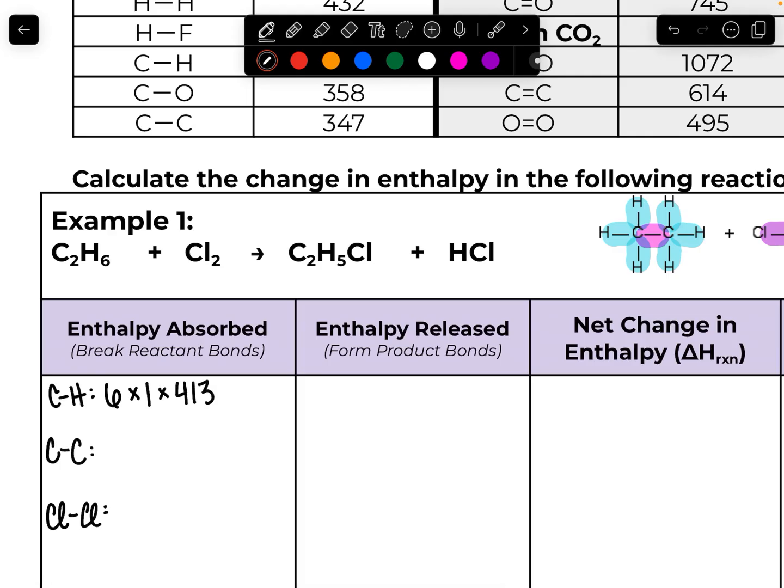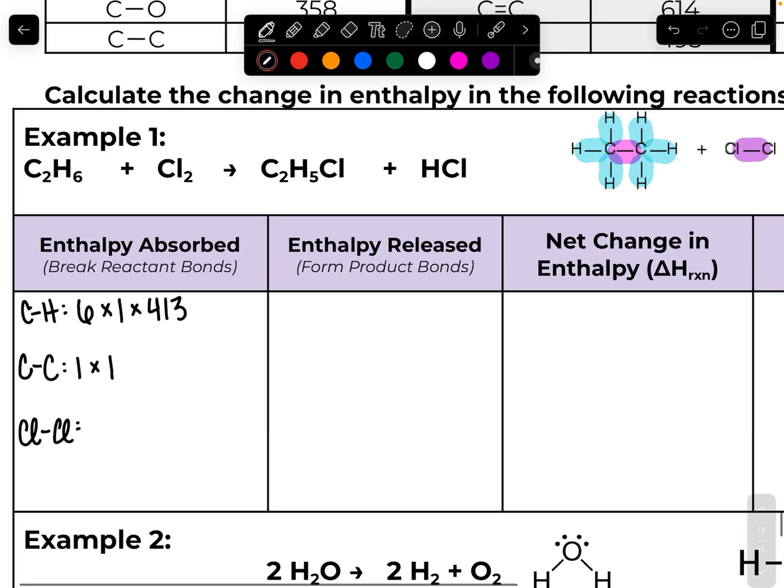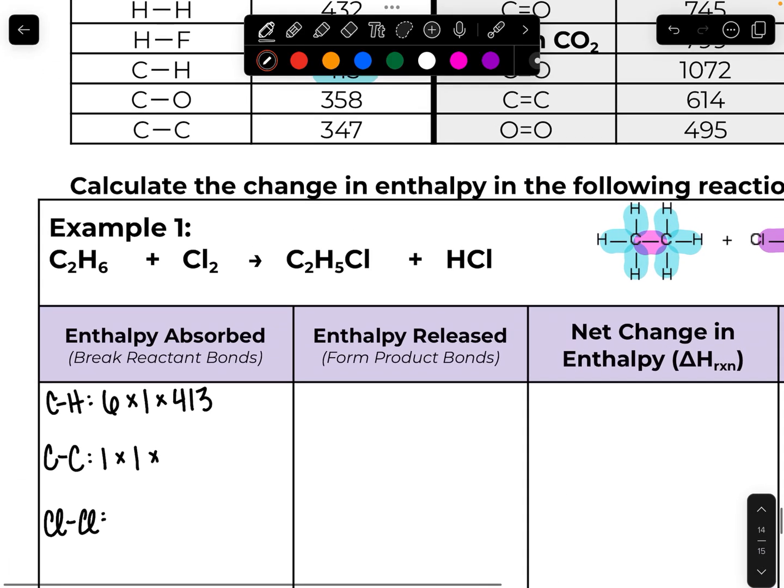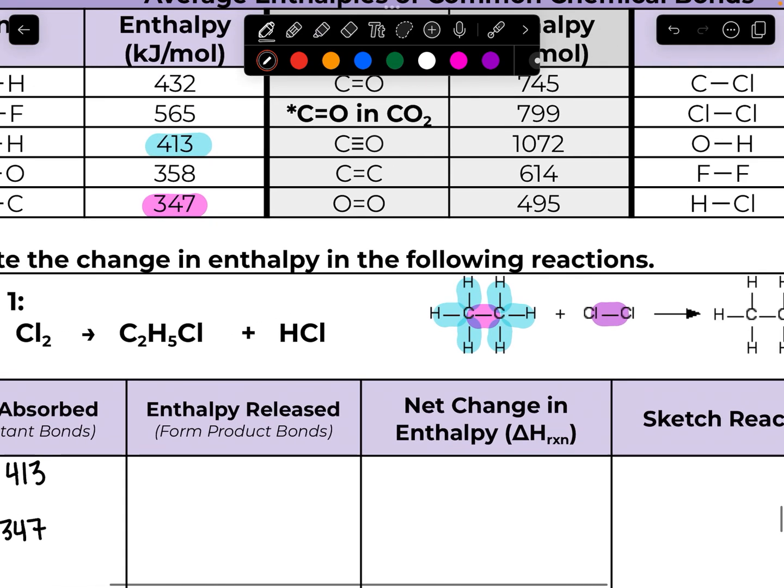So I'm going to write that right into here. Okay, next is my C–C bond. So I have one C–C bond in the structure. I have 1 mole of that molecule in the equation. And to break a C–C single bond, if I look at my table, I did that one in pink, 347 kilojoules per mole.